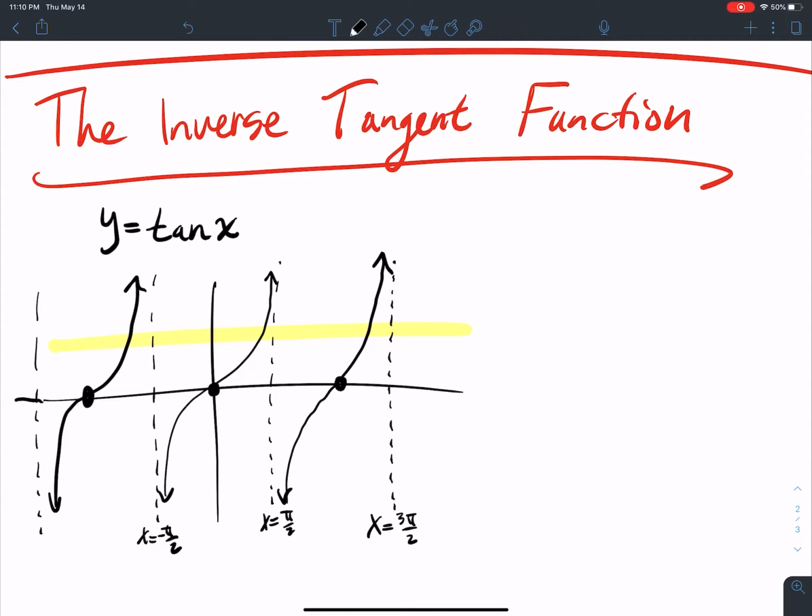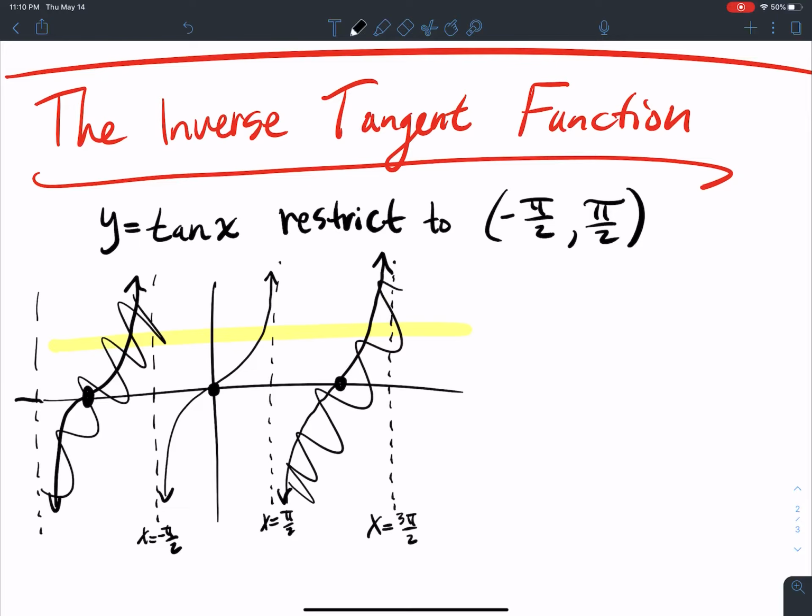So what we're going to do is restrict the tangent function to the interval negative pi over 2 to pi over 2. And we don't include the negative pi over 2 and pi over 2 because those are at vertical asymptotes. You try to plug that in, you're going to be dividing by 0. No bueno there. Okay? So if we restrict it here, then these parts go away, and all that we are left with is what's in the middle here. So we restrict here, that's my domain.